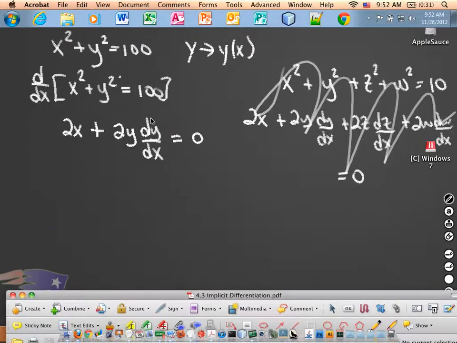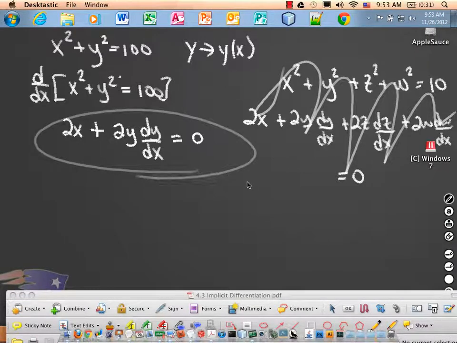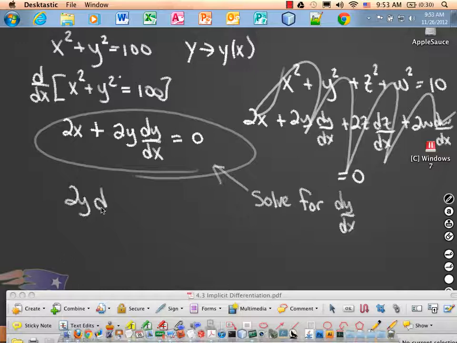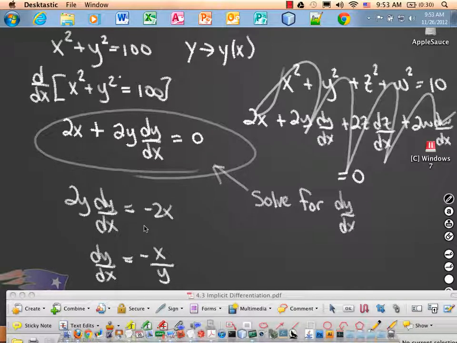Okay, what do I do here now? Subtract the 2x. Okay. So I want to solve for dy/dx. Yeah, so I subtract the 2x, so I get 2y dy/dx equals negative 2x. Divide both sides by 2y, so dy/dx equals negative x over y.